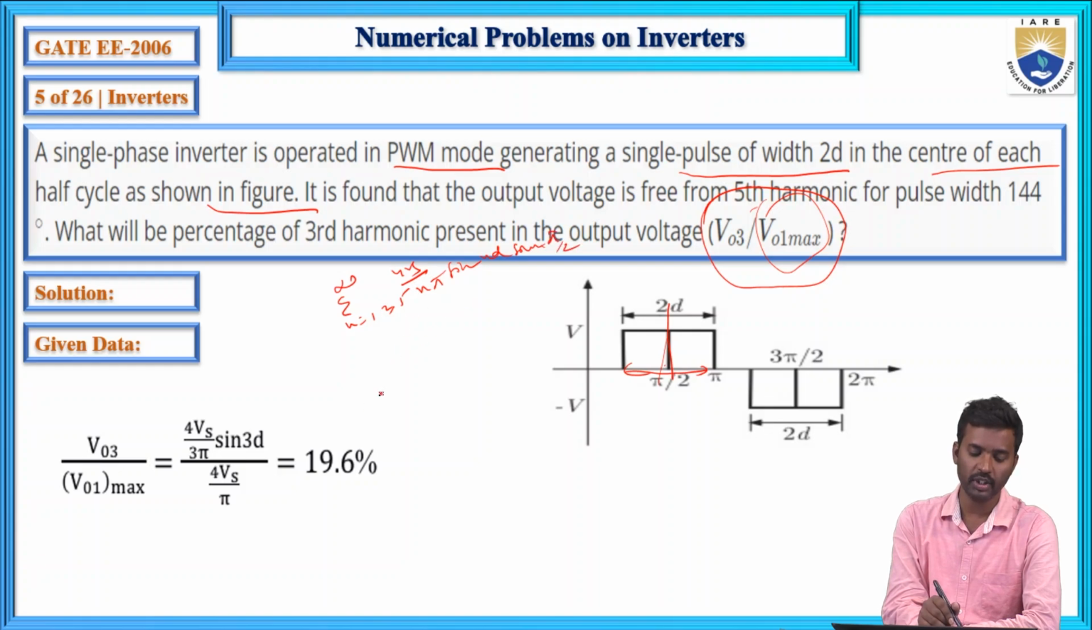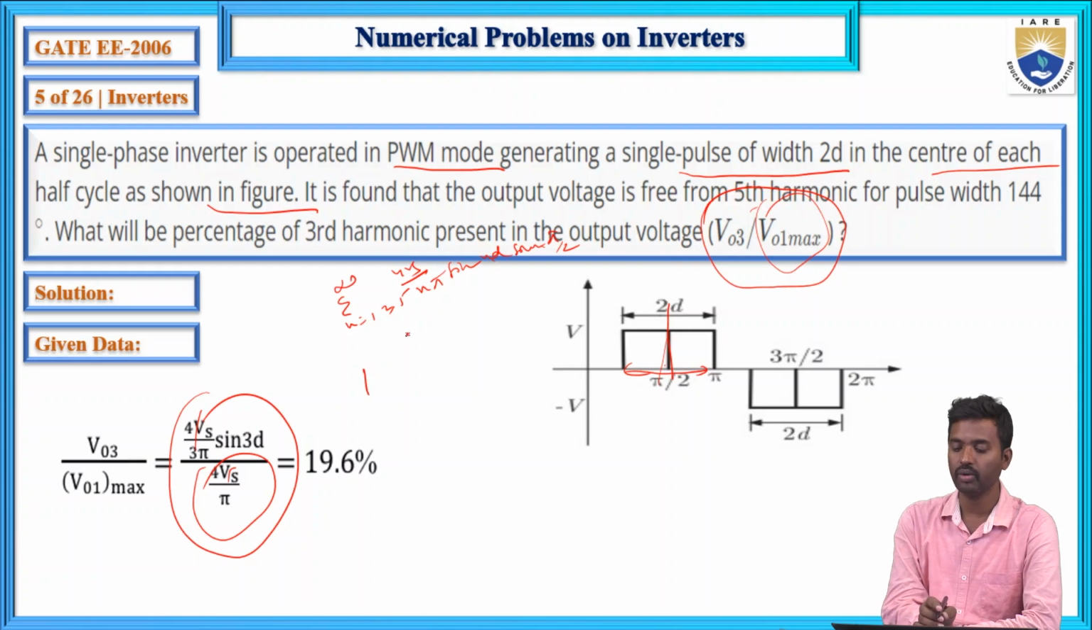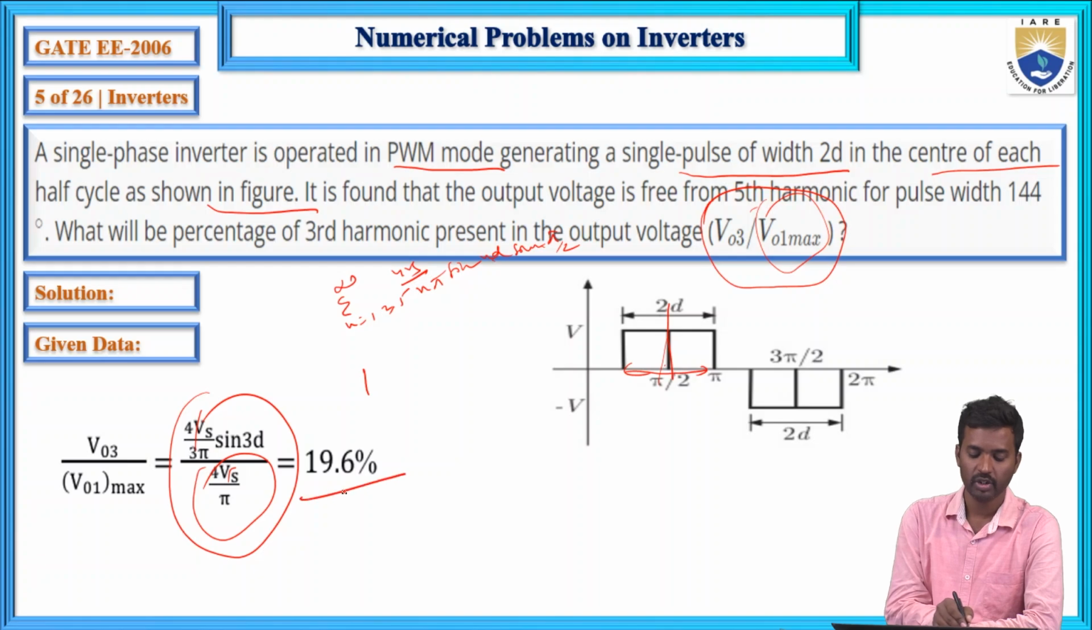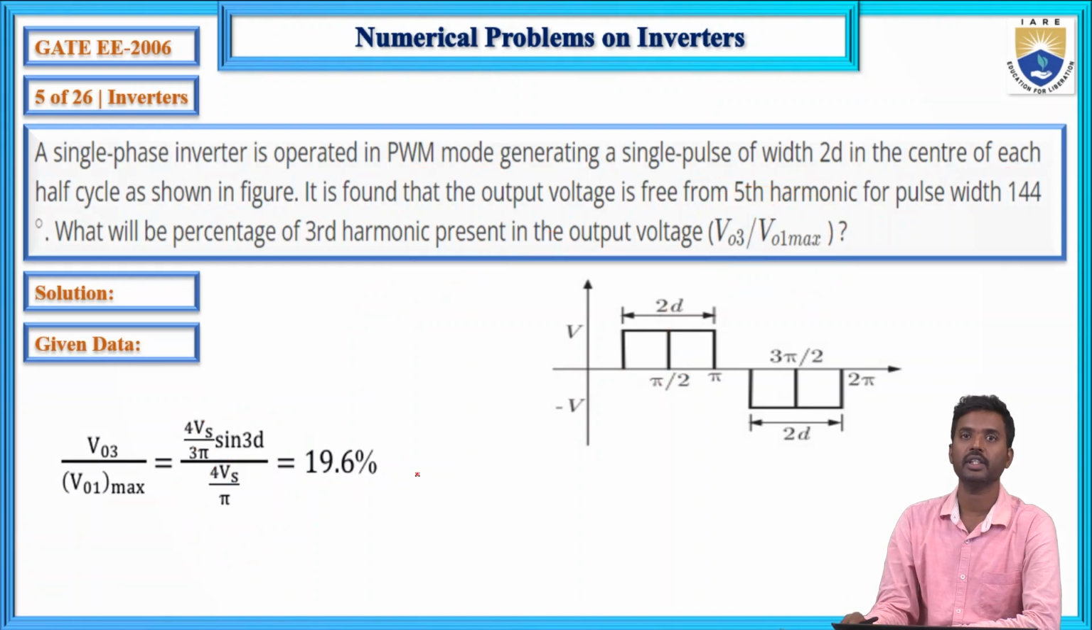So substitute in that. So n equals 3. So sin 3 pi by 2 is 1, sin 3D and 4 Vs by 3 pi. And this is the fundamental, 4 Vs by pi, where n value is 1 and n equals 1. So now here Vs gets cancelled. Here D equals 144. So 2D equals pulse width equals 144. So now from this you will get 19.6.